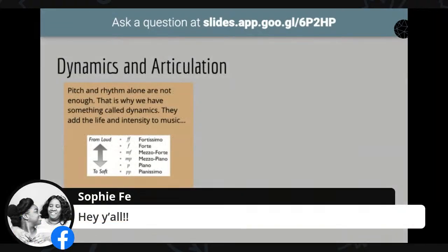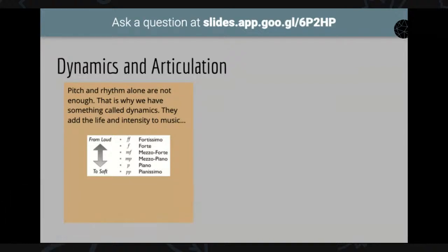Pitch and rhythm alone are not enough. That is why we have something called dynamics. They add life and intensity to the music. By the different sequences of dynamics, they can alter the emotion of the music. Basic dynamics solely determine the volume of the sound being made. They go from the range of pianissimo, represented by 2 P's, to fortissimo, which is represented by 2 F's.